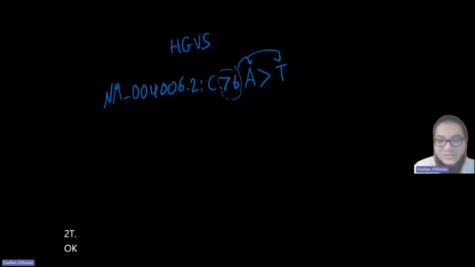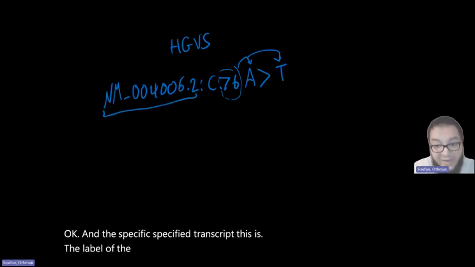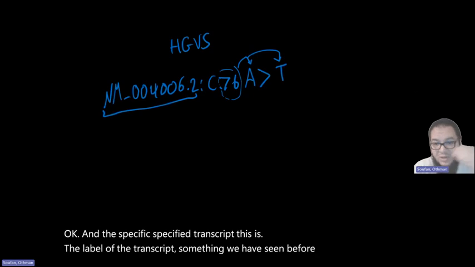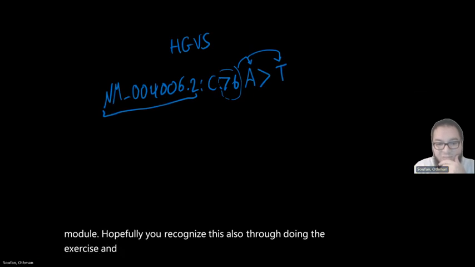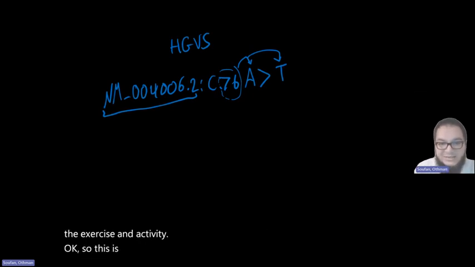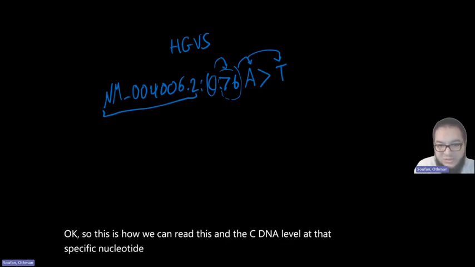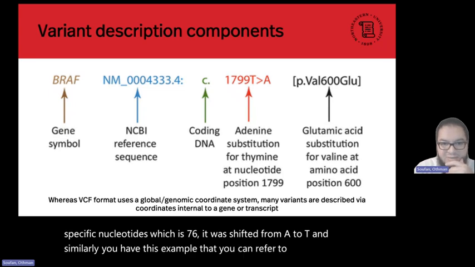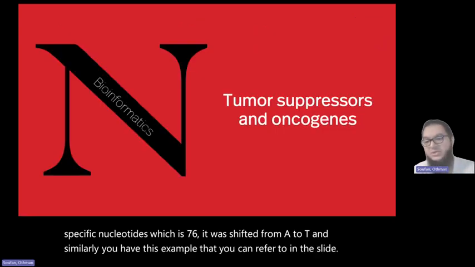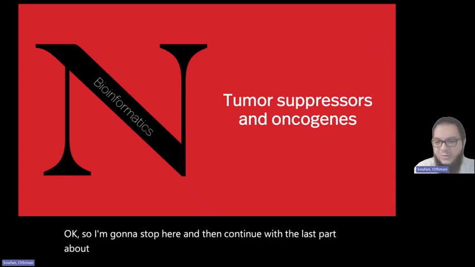And the specified transcript, this is the label of the transcript, something we have seen before in the last module. Hopefully you recognize this also through doing the exercise and the activity. So this is how we can read this at the cDNA level. At that specific nucleotide, which is 76, it was shifted from A to T. And similarly, you have this example that you can refer to in the slide. So I'm going to stop here and then continue with the last part about tumor suppressors and oncogenes.